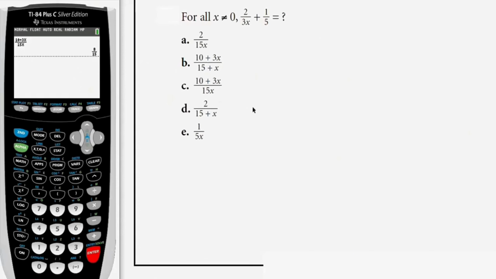Option C. This is basically how you can deal with this kind of problem, solve this algebraic fraction easy and fast using the TI-84 Plus calculator.